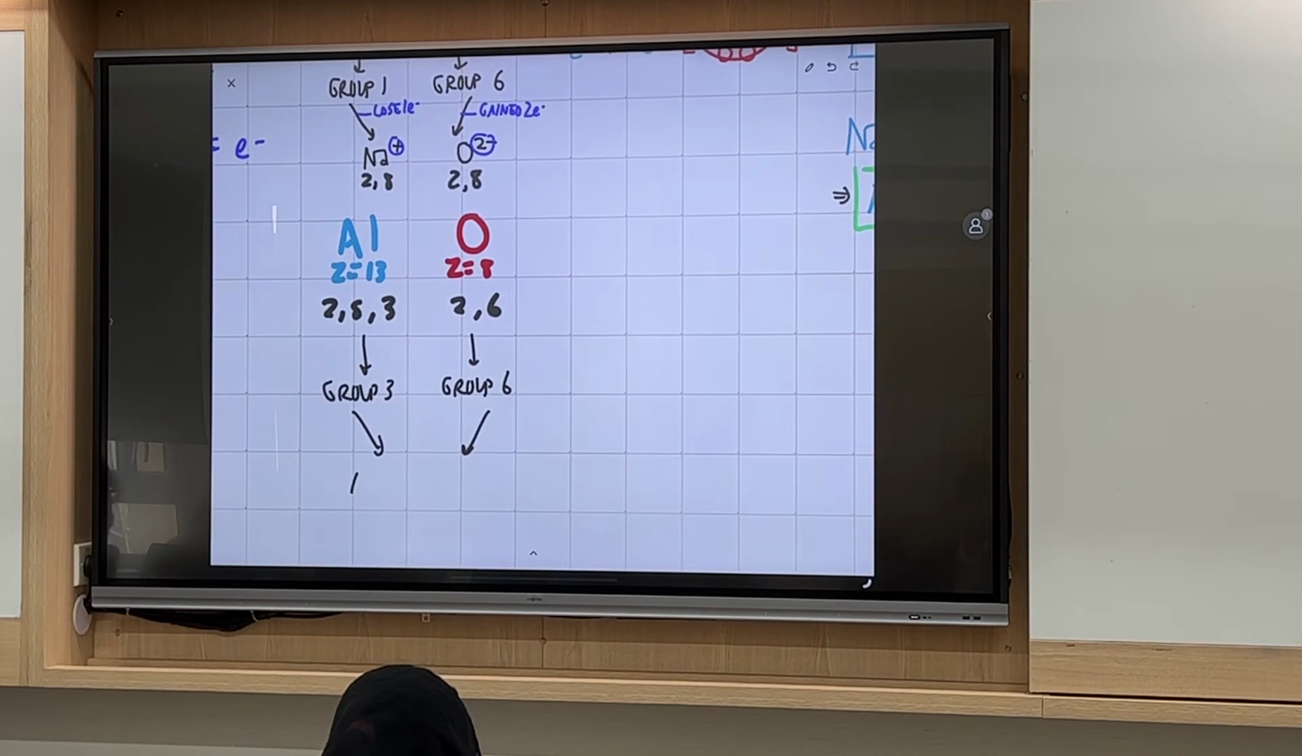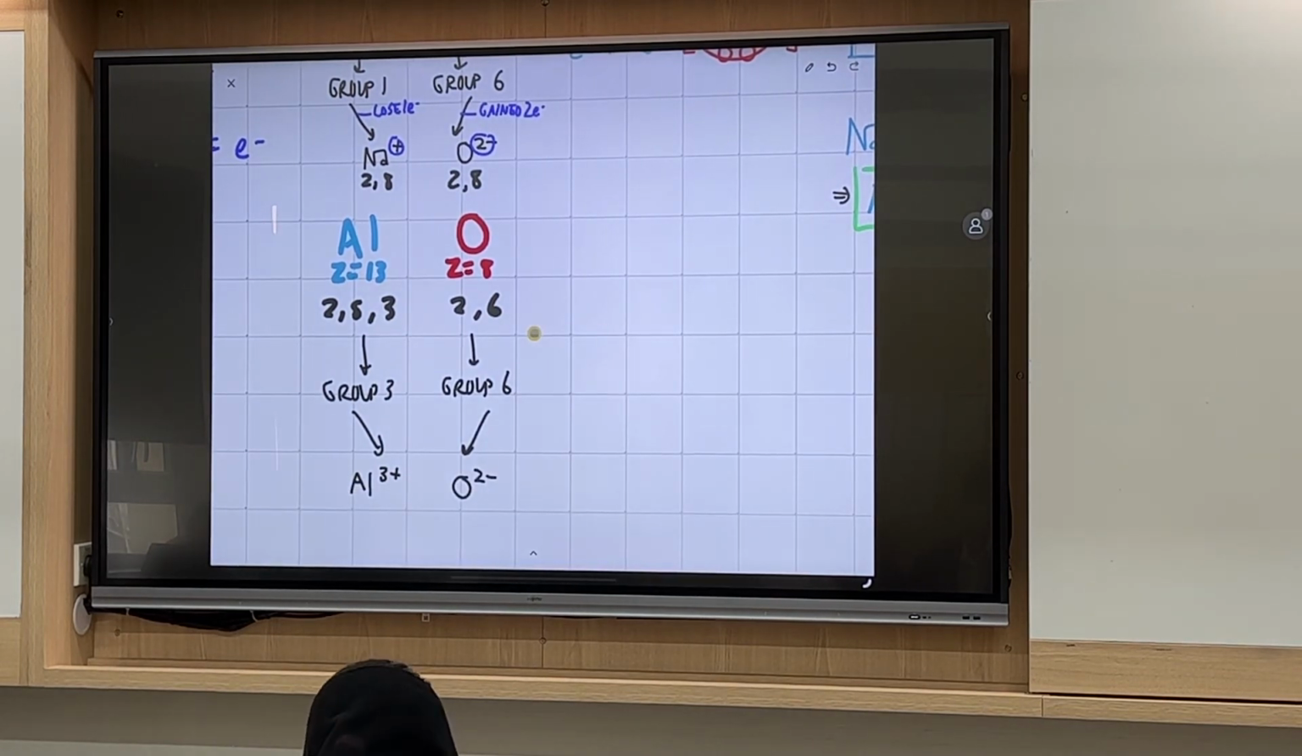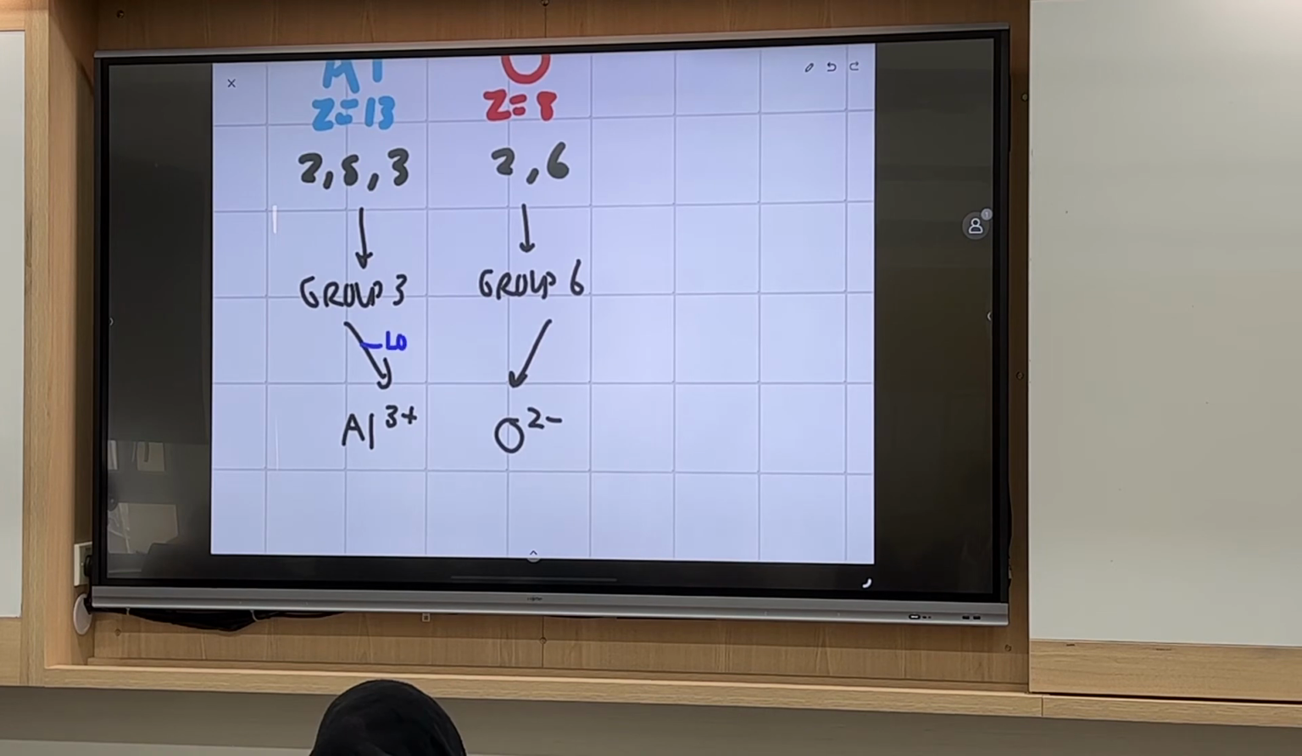Negative. It's not negative, it's 3 plus. What about group 6? Negative 2. Yes, O2 negative. That means in the process, how many electrons did Al lose? And how many electrons did O gain? Al lost 3 and O gained 2.